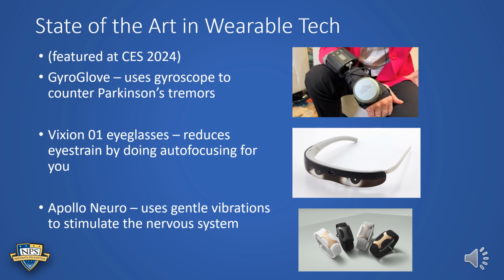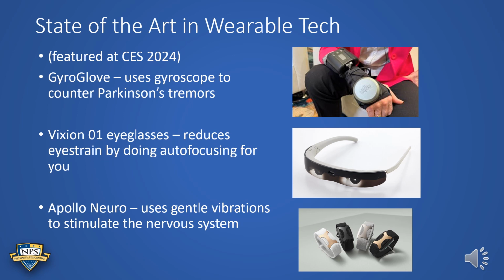And here are some examples of state of the art in wearable technology that were featured at this year's Consumer Electronics Show in Las Vegas. The first is called the Gyro Glove, pictured to the right there. It uses a gyroscope to counter Parkinson's tremors and allows the wearer to be able to balance better and perform activities of daily living better.